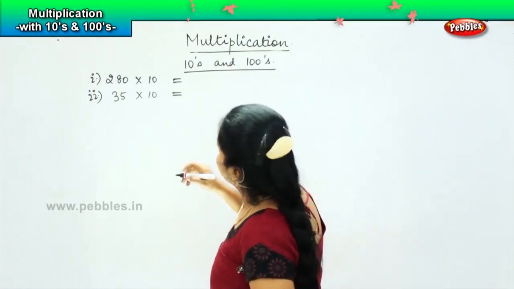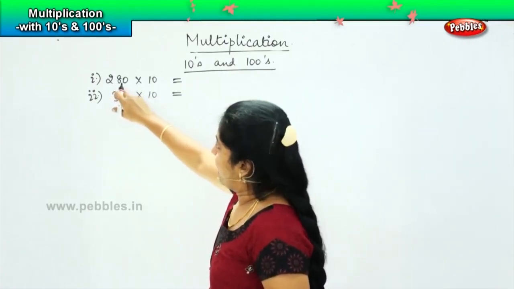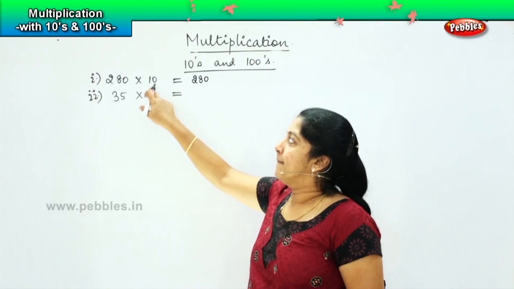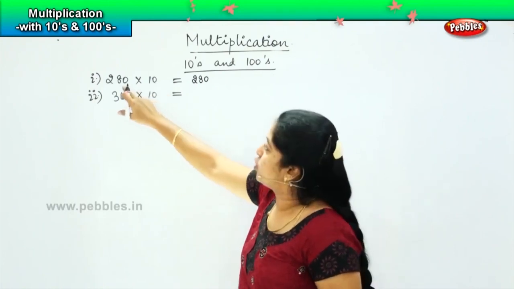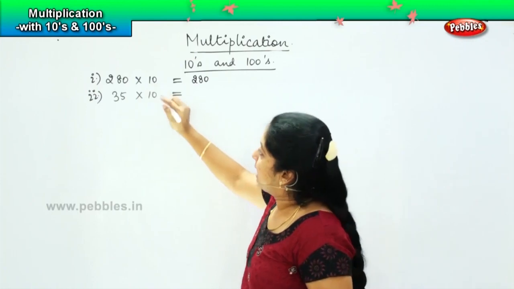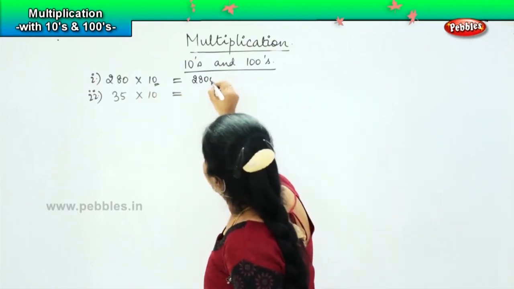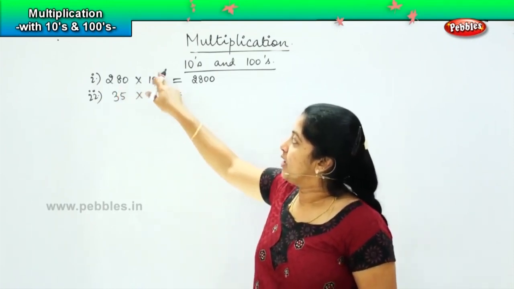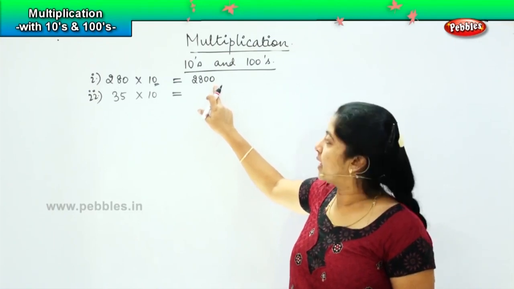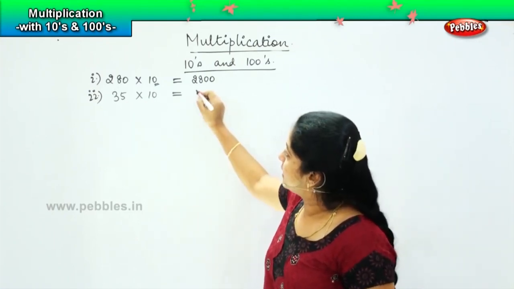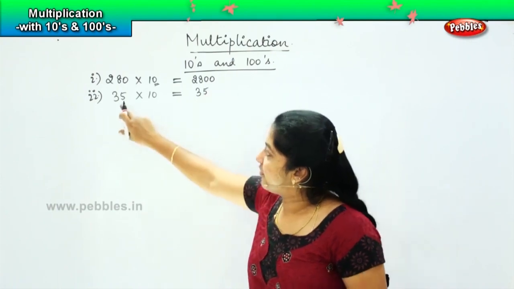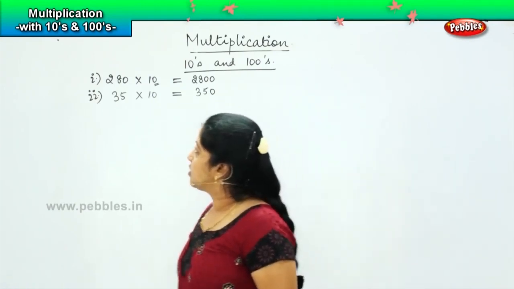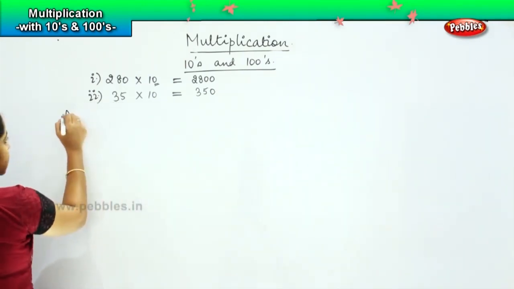Okay. So, now 280 into 10 will be 280 into 1, which is how much? Any number multiplied by 1 will be the number itself. So, 280 into 1 is 280 and this 0 we are going to add here, because 280 into 0 will be 0. Okay. Similarly, 35 into 1 is 35 and 35 into 0 is 0. Fine.